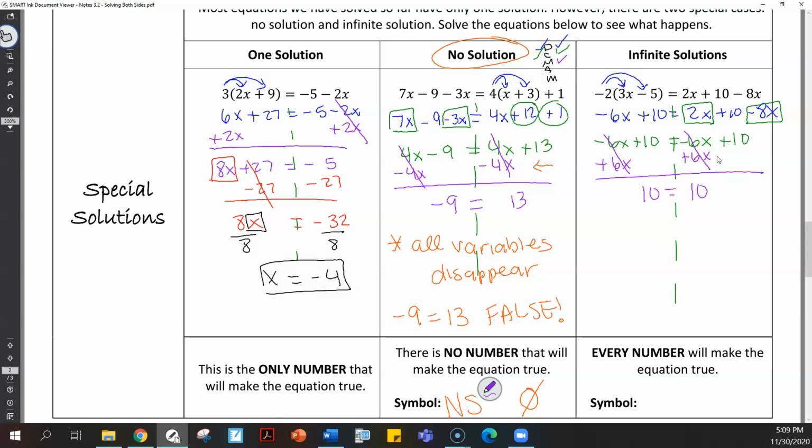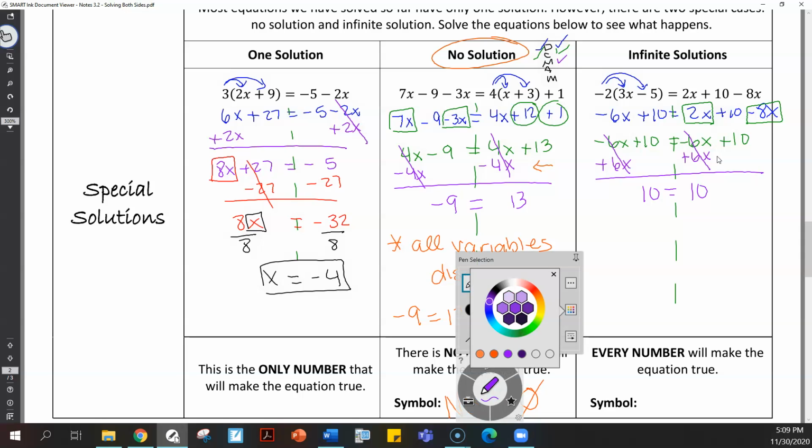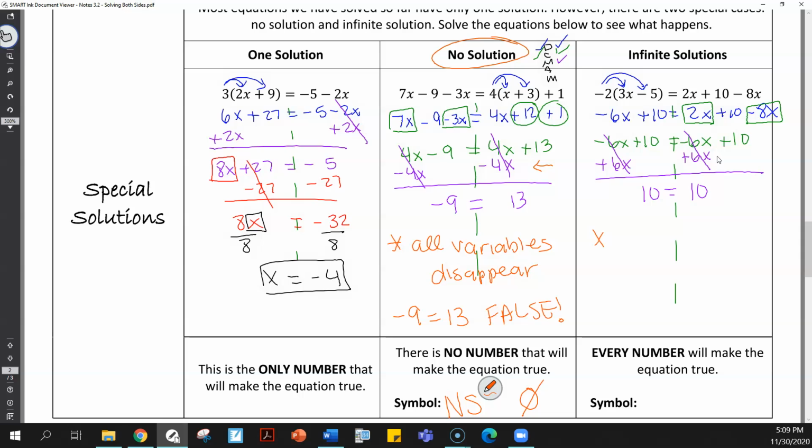10 is left over. And I notice at this point that all of my variables have disappeared. They have all reduced to 0. They're all gone. So I know that I'm going to have a special solution of some kind. The way that I determine if it is infinite solutions or no solutions, like we just talked about, is to look at the equation. 10 equals 10. 10 is always going to be equal to 10.